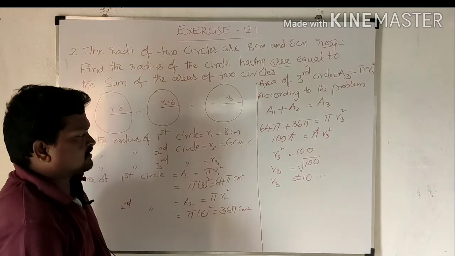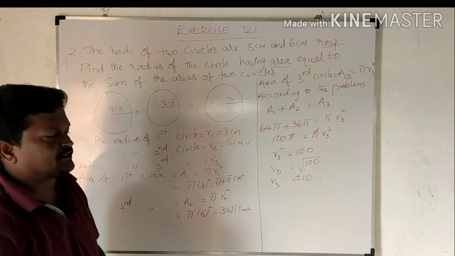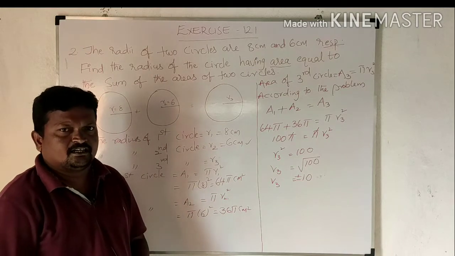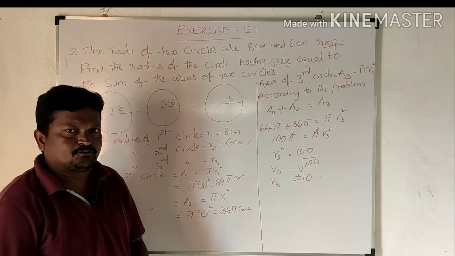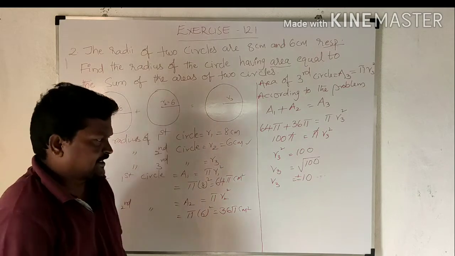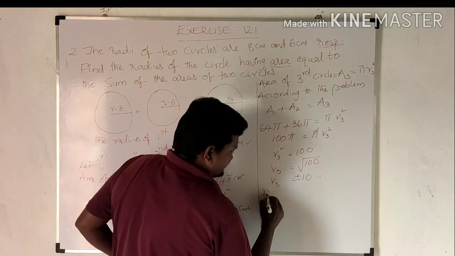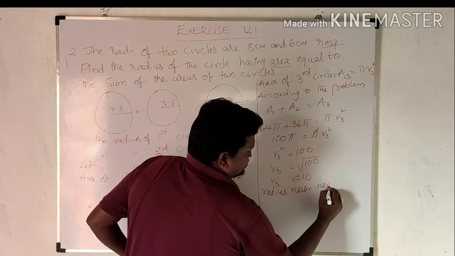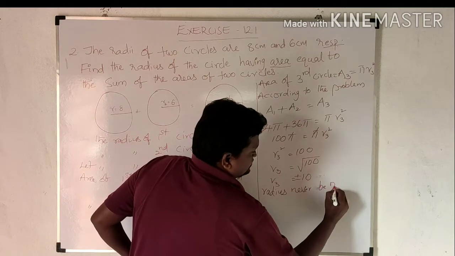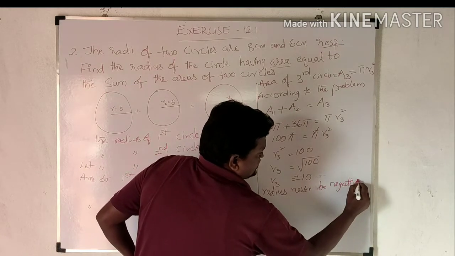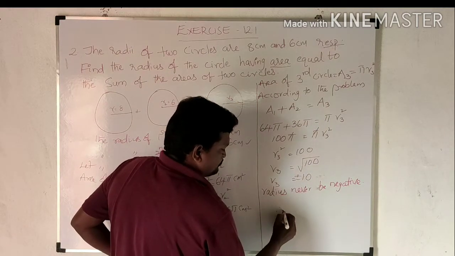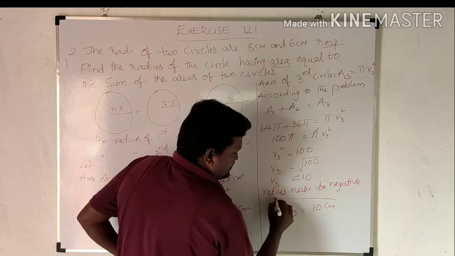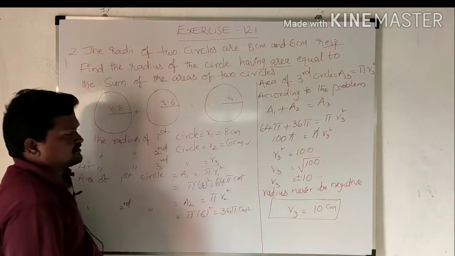Okay, so R3 is the radius, that's why we can't take the negative value for the radius. Why? Radius is always positive only. So there is no negative radius. Radius is never negative. Therefore R3 becomes, we consider the positive value for the radius of the third circle.